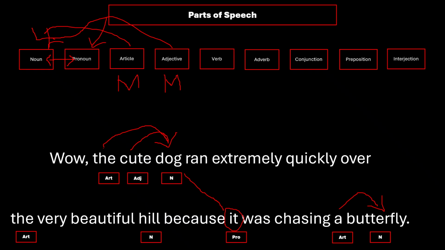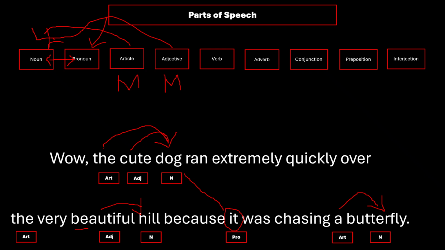About the other nouns, hill here. So it's not just any hill or even an ugly hill, but a beautiful hill. It acts as an adjective, modifying the word. How about butterfly? There's none in there, so we have only 2 adjectives in here. So that's an adjective.